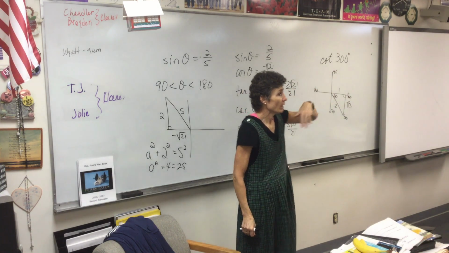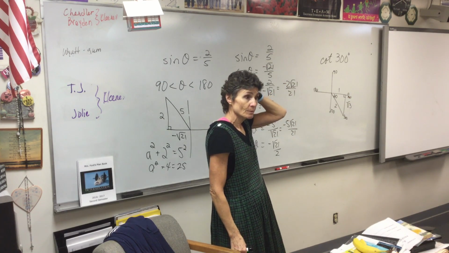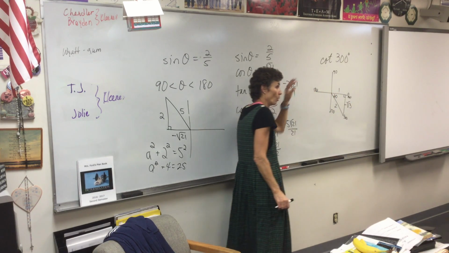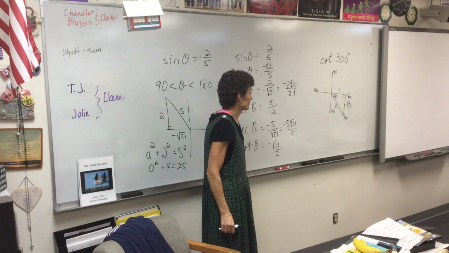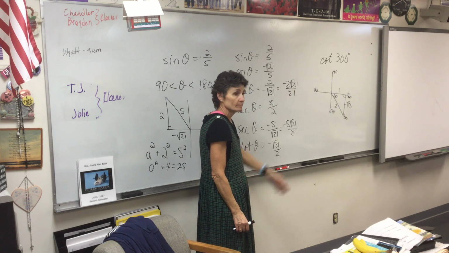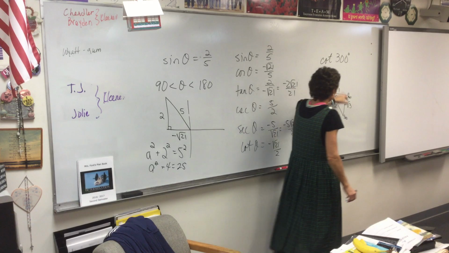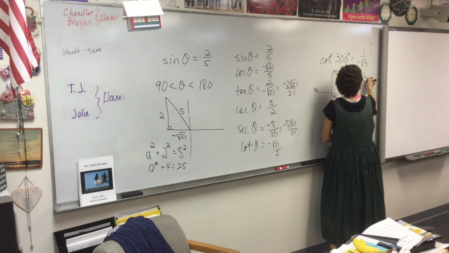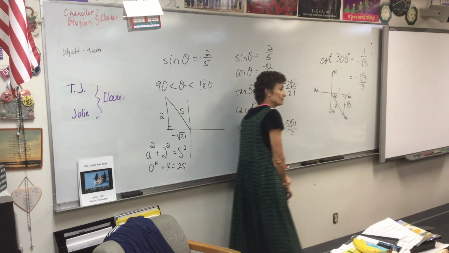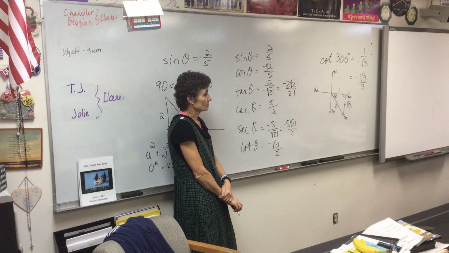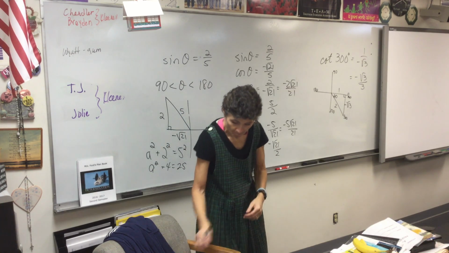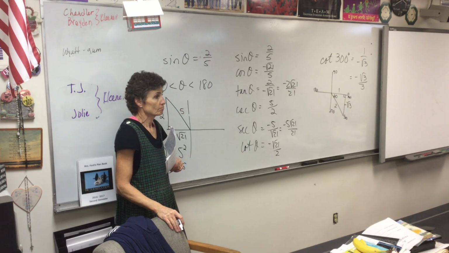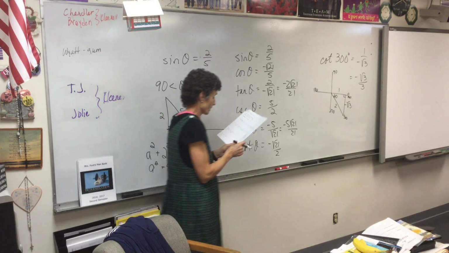I'm not in quadrant 1, so something is negative. Root 3 is negative. The 1 is not negative. 1 is positive. You're going right. Adjacent over opposite. Cotangent, somebody's saying adjacent over opposite. So that would be 1 over negative root 3 or negative root 3 over 3. Easy enough? All right, B.